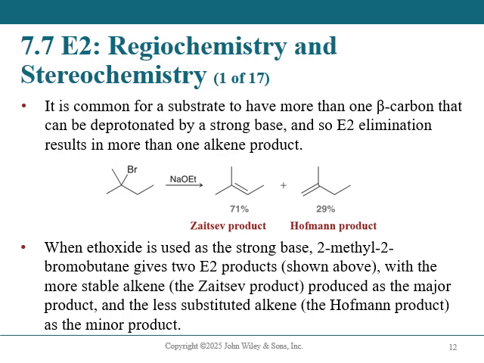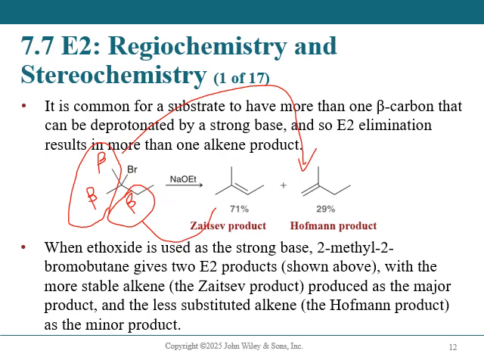Now that happens because you have a beta carbon here, you have another one here, and here. These last two are equivalent to each other, so when your reaction happens through these beta carbons, then you get the Hofmann product. When it happens through this beta carbon, then you get the Zaitsev product. And again, it's just a matter of stability more than anything else.